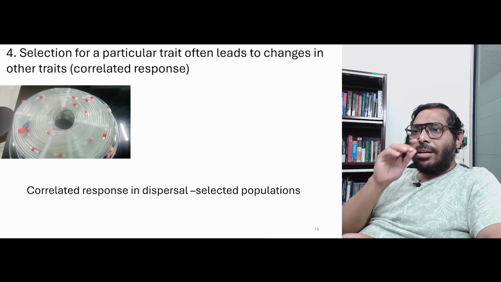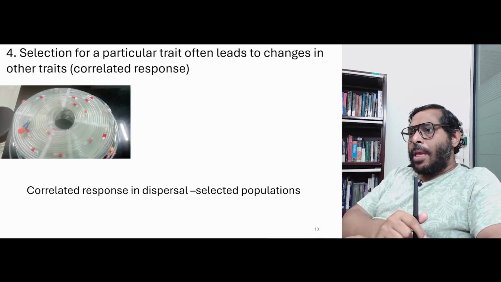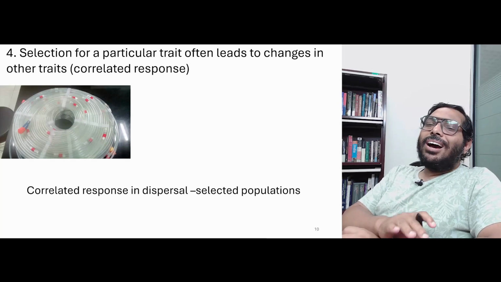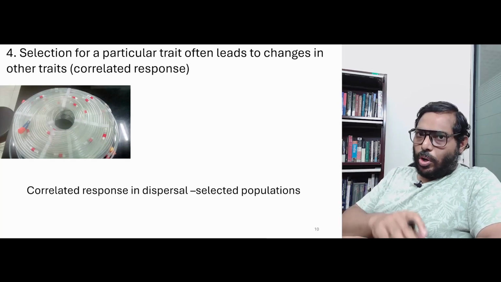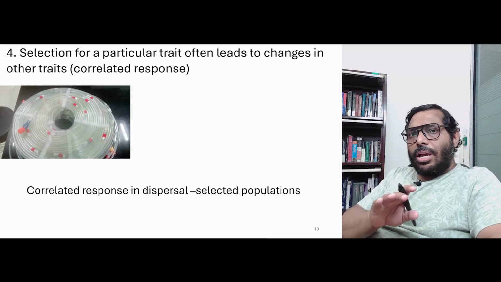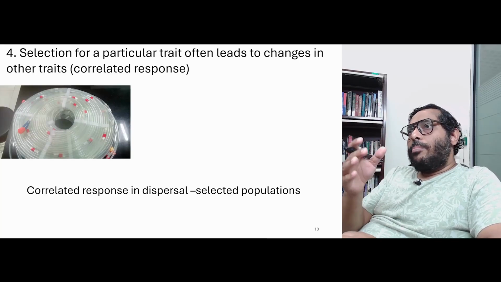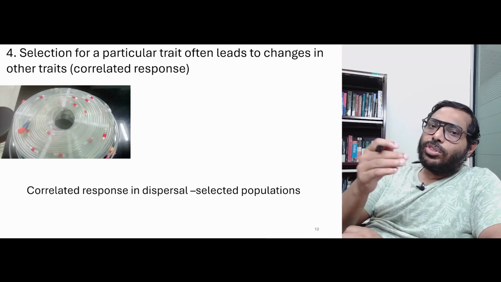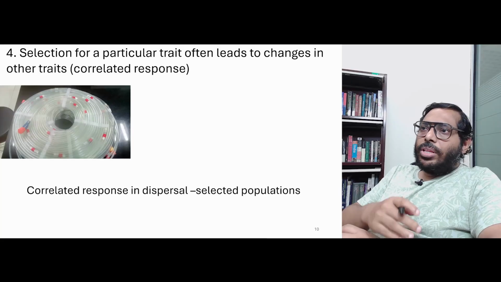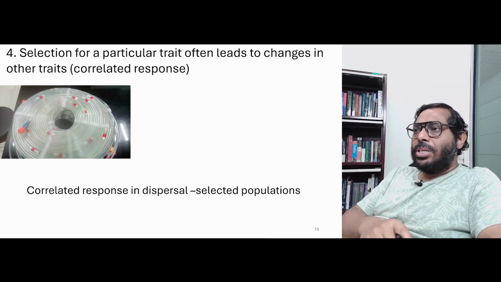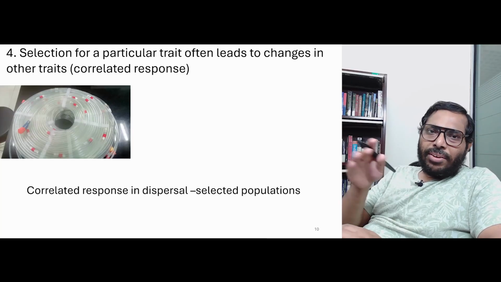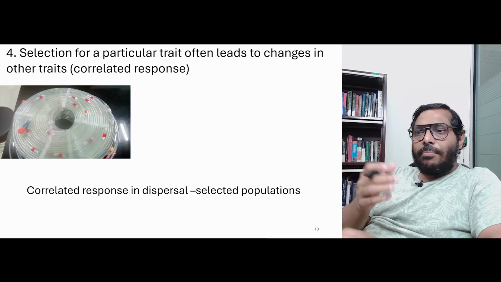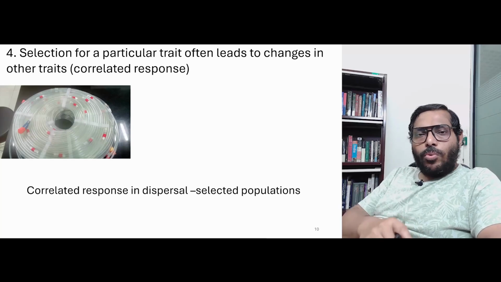Okay. Now, this is the interesting part. Selection for a particular trait very often leads to changes in other traits, something known as a correlated response. If you remember, I told you about a particular experiment that we have been doing in our lab, where we are selecting for increased dispersal in Drosophila. I said that when the whole thing started, the ancestral populations had about 4 meter average dispersal ability, and we started with a 2 meter long setup, which over time we have now taken to a 104 meter long setup, right.